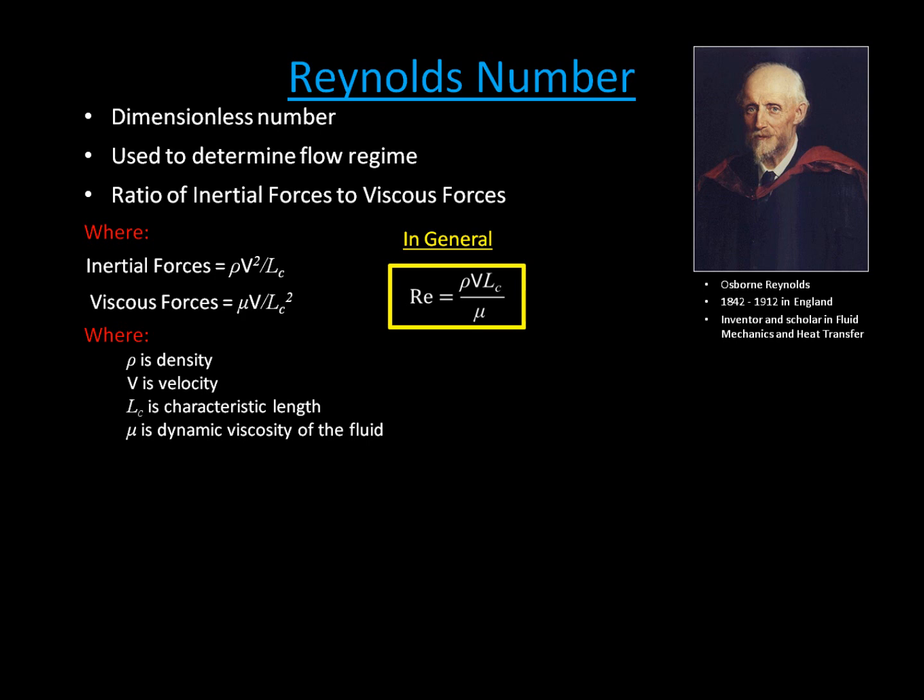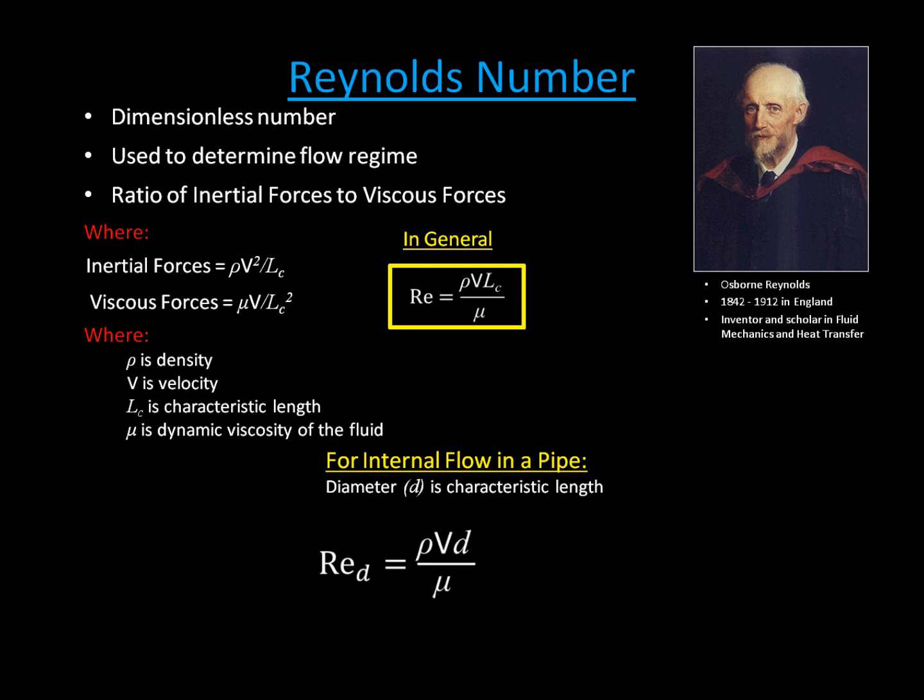So how does this relate to pipe flow? Well, for an internal flow inside a pipe, the characteristic length is the diameter of that pipe. So if I replace characteristic length with diameter, I can write the Reynolds number for pipe flow. That's what that subscript D is for, D for diameter, so we can differentiate between that and a Reynolds number for external flow. The Reynolds number for internal flow in a pipe for a full conduit is the density times the velocity times the diameter divided by the dynamic viscosity.